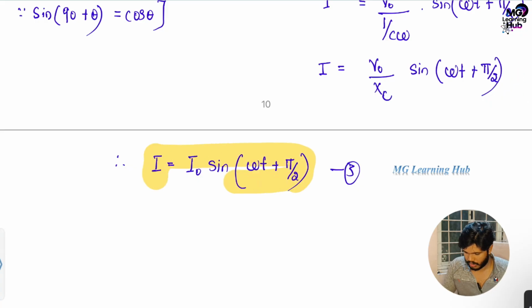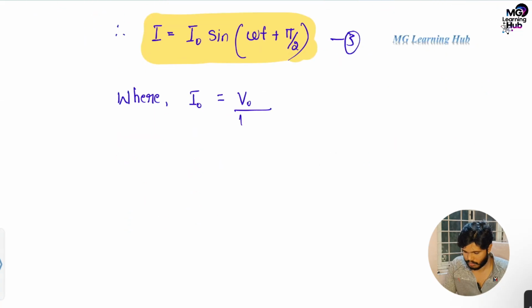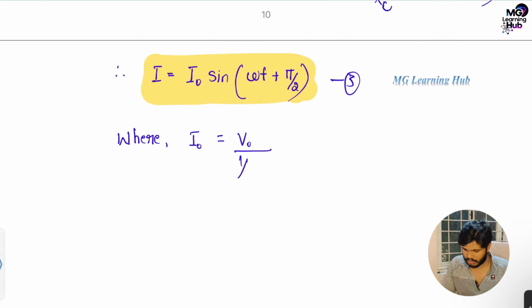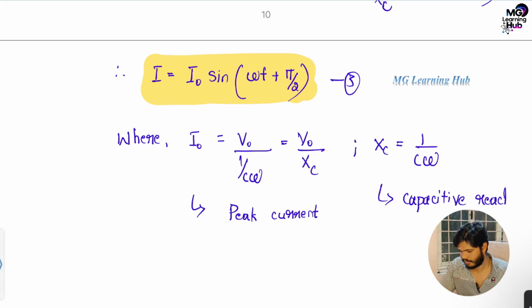We got the expression for current now. Here we got the expression for current, where I naught will be equal to V naught by 1 by C omega, that is also equal to V naught by X C, where X C is 1 by C omega. What is this? Peak current. This is peak current, and this is capacitive reactance. Excellent.